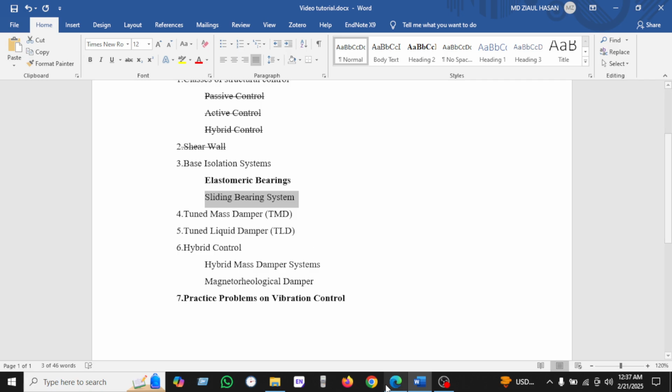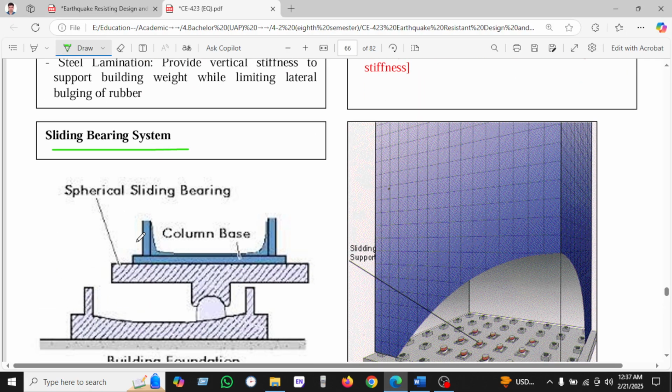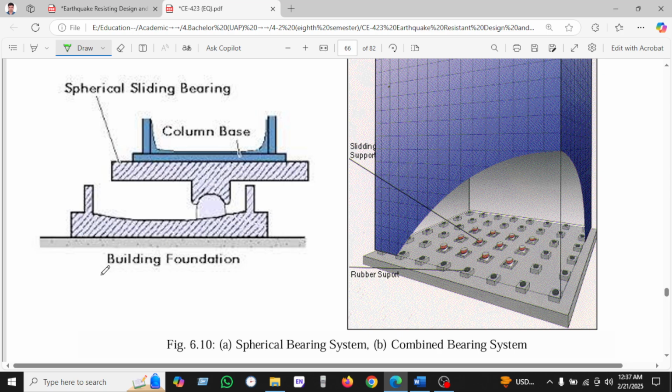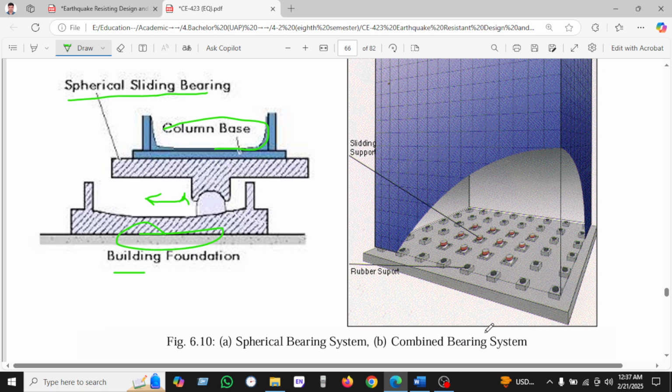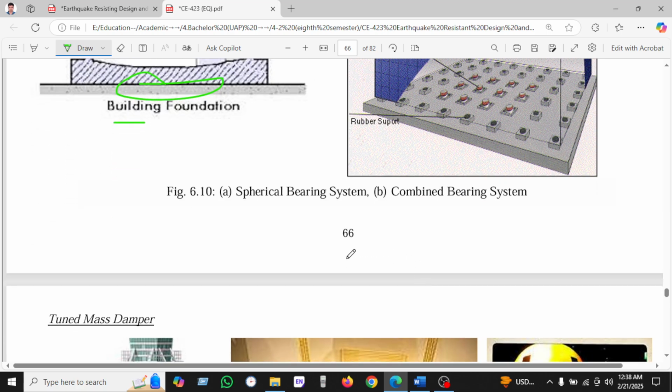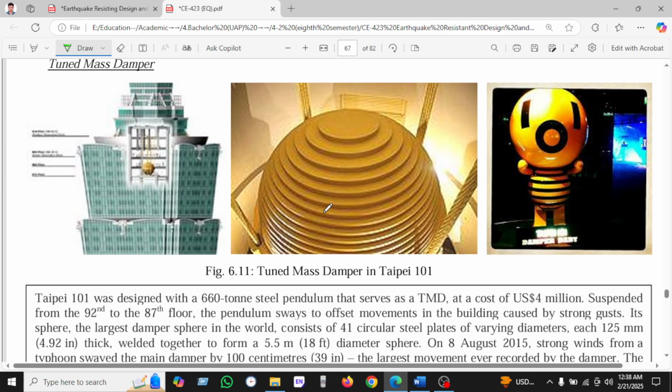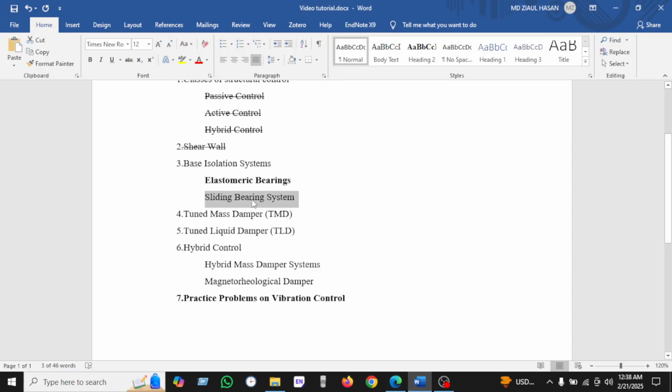Now we'll go to the sliding bearing system. Here is the building foundation, and this is the column base, and we can see the spherical sliding bearing here. The sliding will be this, and the rotating will be in this direction. We can see the combined bearing system is also here. So these are the base isolation systems. I'll show the elastomeric bearing system calculation in depth.